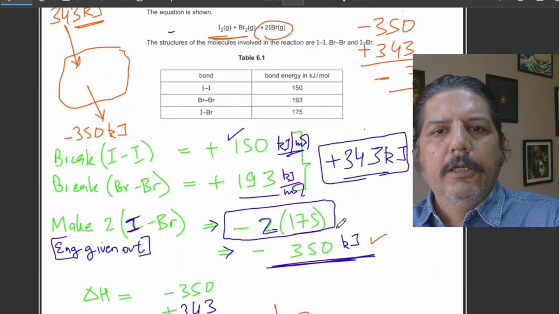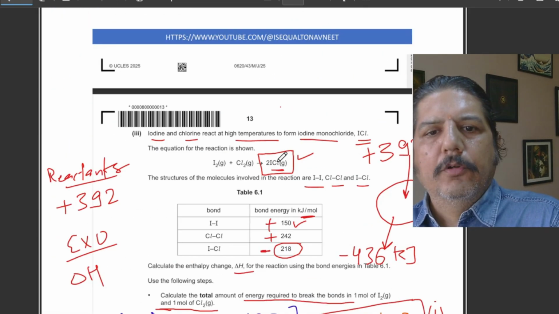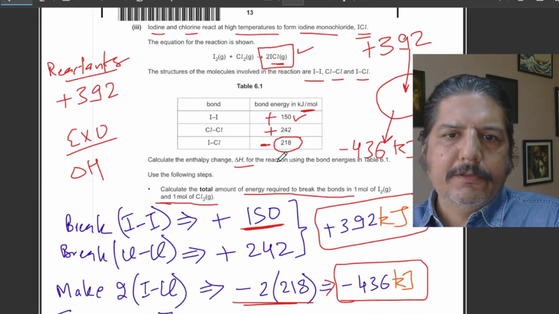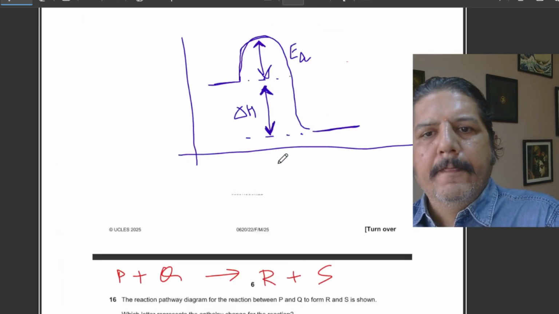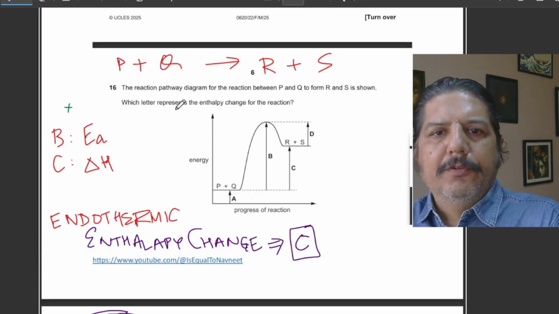Next question. I have done this numerical. This numerical is also done, that is in the second part of this. The reaction pathway for the reaction PQ to form RS is shown. Which letter shows the enthalpy change for the reaction?